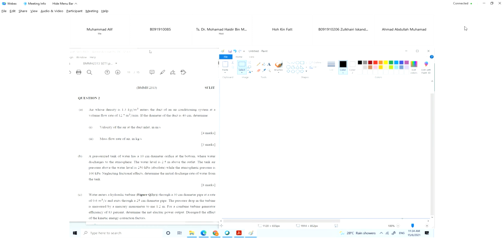Okay, question 2A. Air whose density is 1.3 kilogram per meter cube enters the duct of an air conditioning system at a volume flow rate of 12.7 meter cube per minute. If the diameter of the ducting is 40 centimeter, determine the velocity of the air at the duct inlet in meter per second, and second, the mass flow rate of air in kilogram per second. So still an easy question.